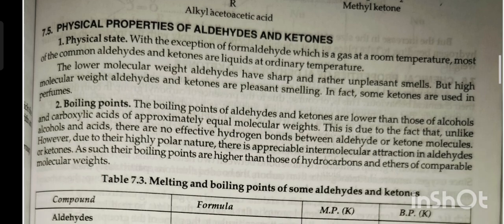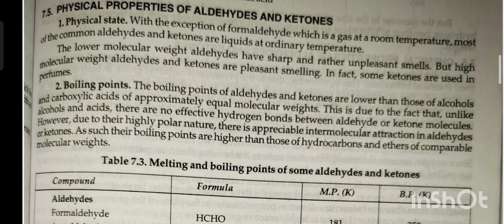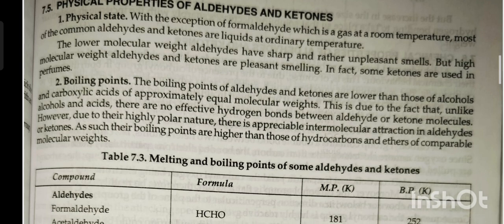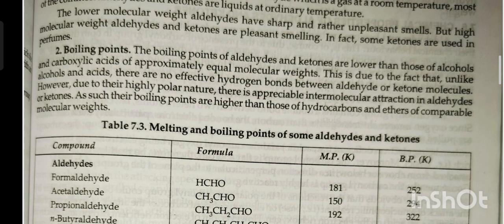Second, boiling point. The boiling points of aldehydes and ketones are lower than those of alcohols and carboxylic acids of approximately equal molecular weight. This is due to the fact that, unlike alcohols and acids, there are no effective hydrogen bonds between aldehyde and ketone molecules. However, due to the higher polar nature, there is appreciable intermolecular attraction in aldehydes and ketones. As such, their boiling points are higher than those of hydrocarbons and ethers of comparable molecular weight.